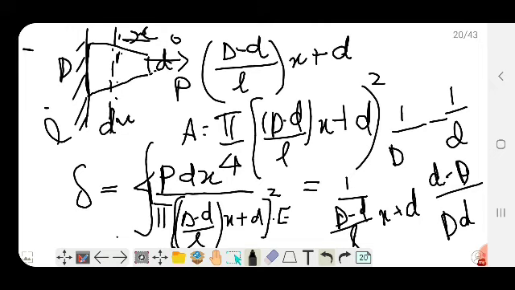This d minus d will be cancelled out and will give you, because 1 by a h square is minus 2 by x times 1 by a. So here again we have some coefficient for x, that is d minus d by L, and that d minus d will be cancelled out, giving you that equation.